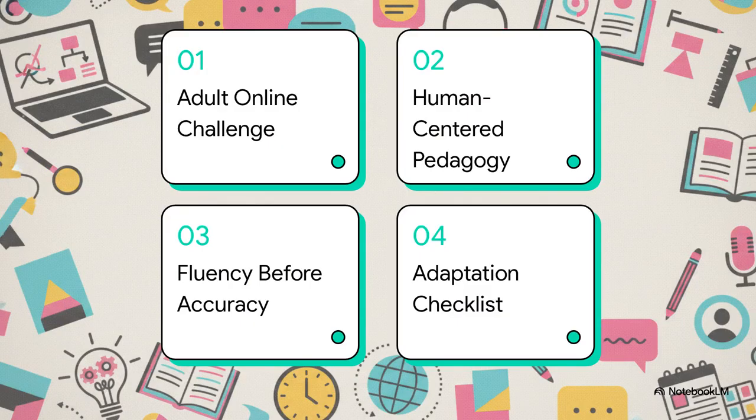So, to fix this, here's the game plan for our explainer today. First, we'll look at the Adult Online Challenge. Second, we'll cover human-centered pedagogy. Third, we'll explore why fluency has to come before accuracy. And finally, I'm going to give you a highly practical adaptation checklist.